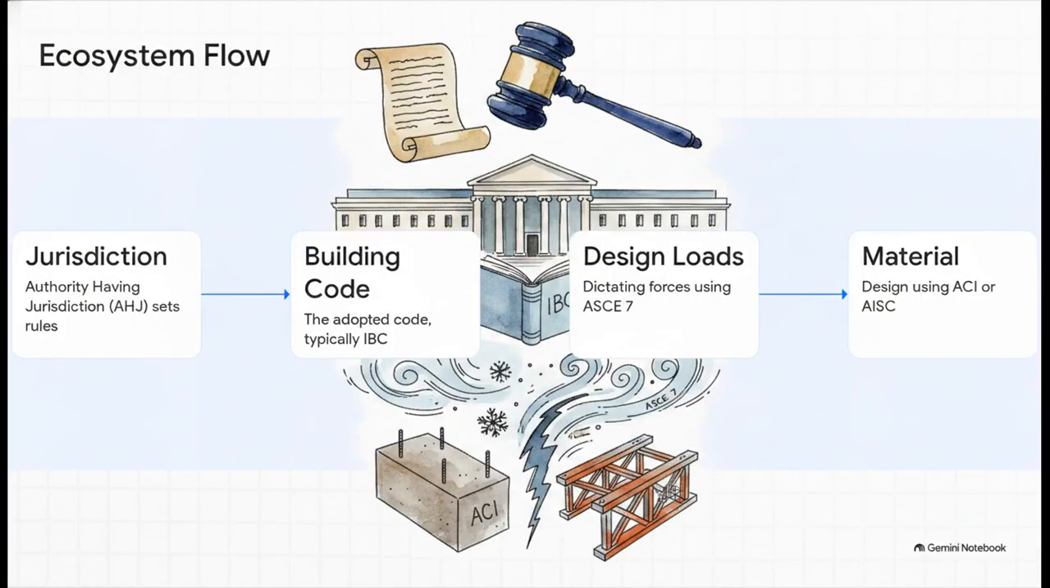It's basically a top-down waterfall. Step 1 starts at the very top, the authority having jurisdiction, or AHJ. They set the legal rules of the land. Step 2 is the building code they choose to adopt, which is typically the IBC. Step 3 flows down into design loads, where we dictate the specific forces using ASCE 7. And finally, Step 4 brings us to the actual material, using ACI for concrete or AISC for steel. If you miss Step 1, all the rest of your math is legally useless.